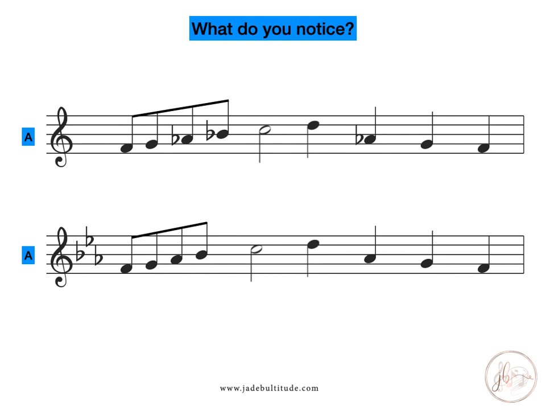Let's take a look at our 2 answers. What do you notice? That's right, at the top we make use of accidentals, and at the bottom we make use of the key signature. With the key signature, remember we have a B flat, so all B's in that melody will be flat. We have an E flat, so all E's in that melody will be E flat. And we have an A flat, so all A's in that melody are A flat.